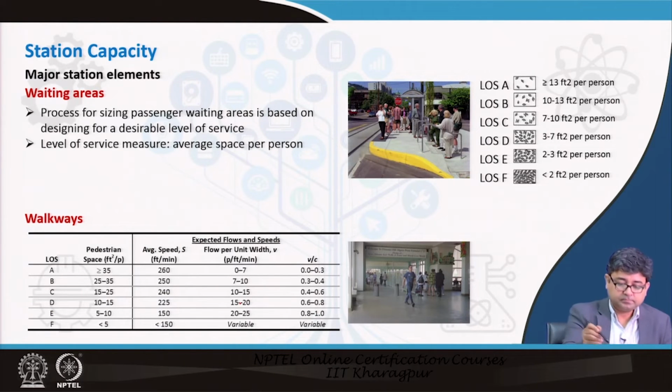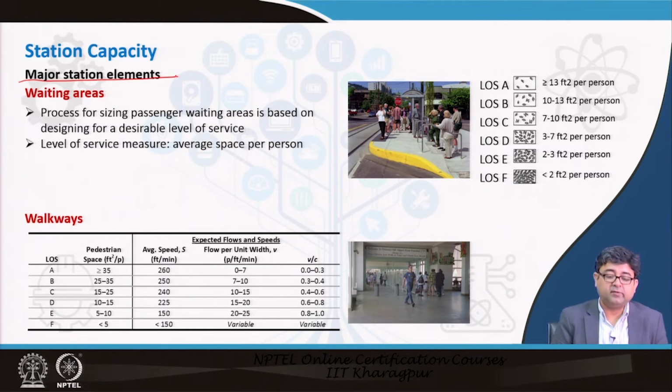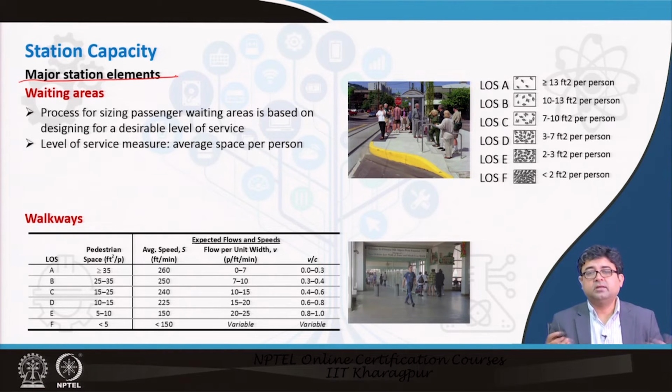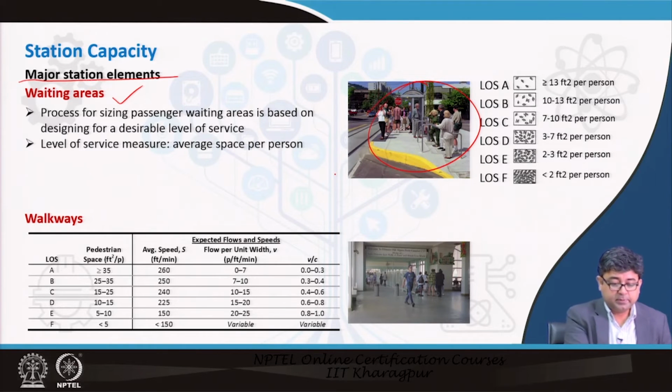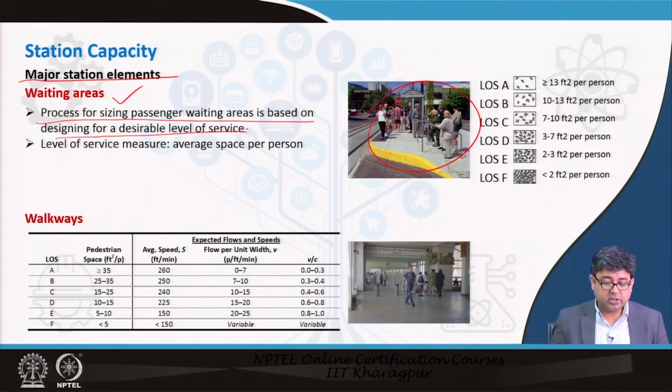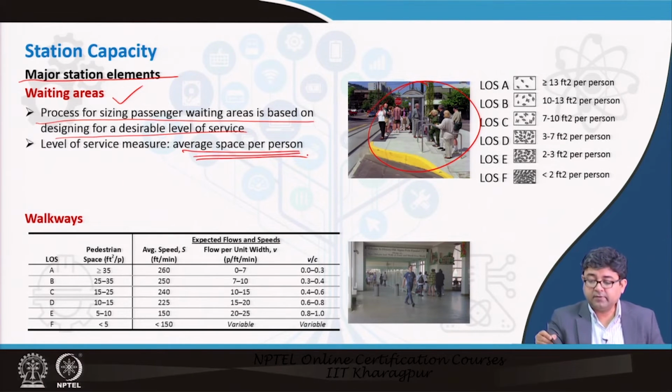Now, let us look at some of the major station elements for which you have to know their level of service, or that level of service means what is the capacity of each of those elements. So, for example, the first element may be waiting area. The process of sizing a passenger waiting area is based on designing for a desirable level of service. So, average space per person tells you the desirable level of service.